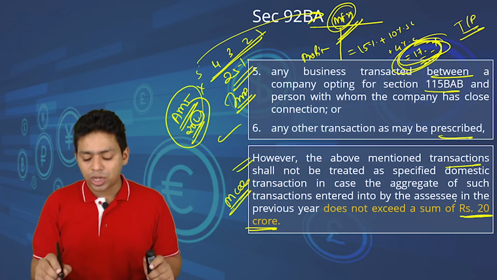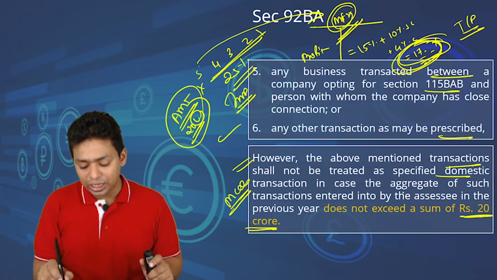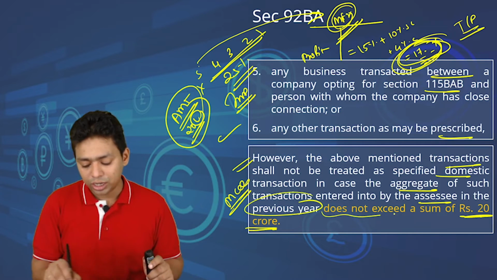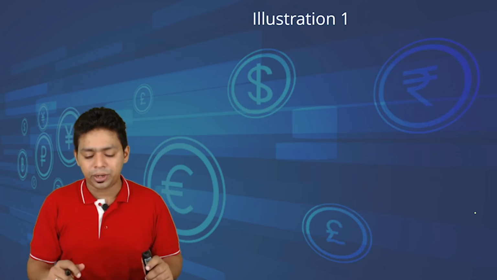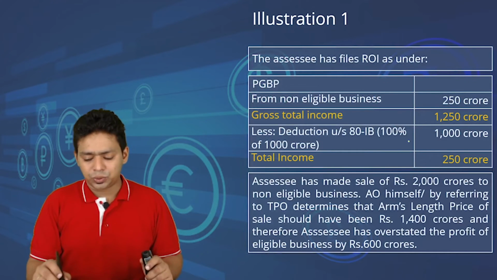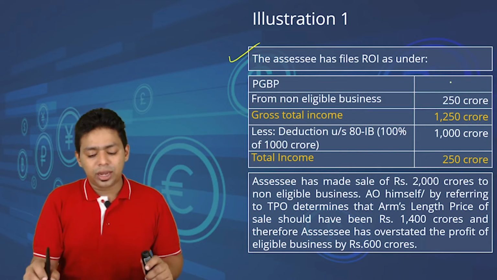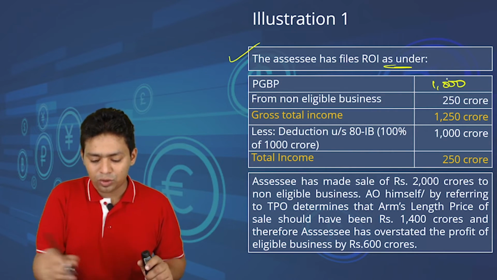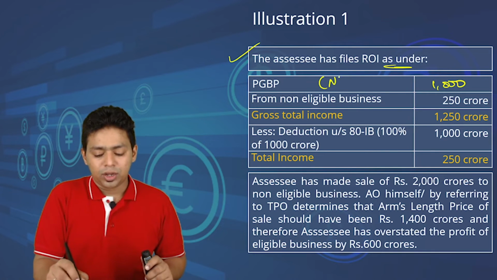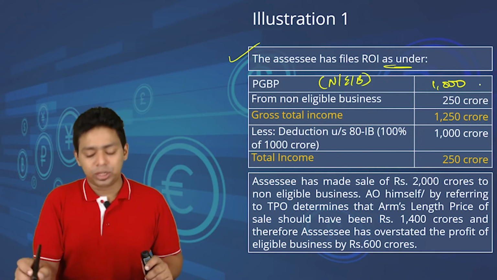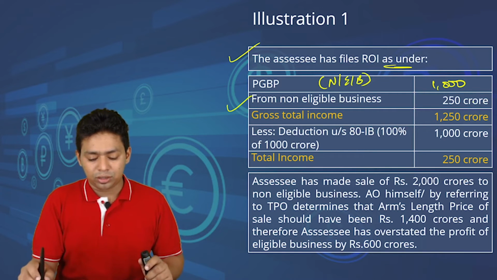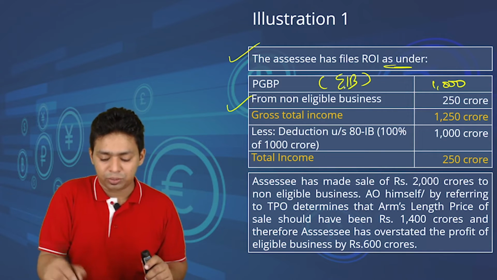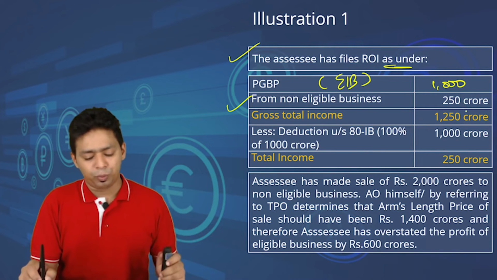However, the above mentioned transaction shall not be treated as a specified domestic transaction if the aggregate of the transactions entered into by the assessee in the previous year does not exceed 20 crore. So this is the threshold limit. One simple illustration, okay. An assessee files ROI under PGBP. Here the PGBP is 1000 crore from eligible business, and from non-eligible business 250 crore.